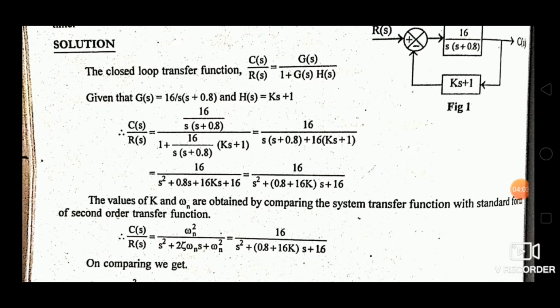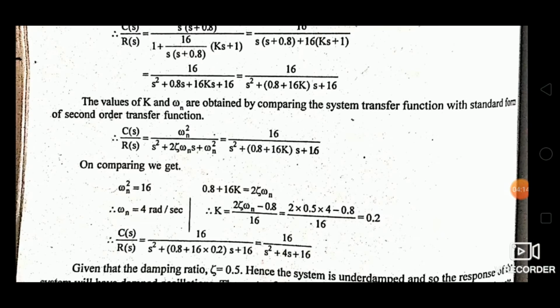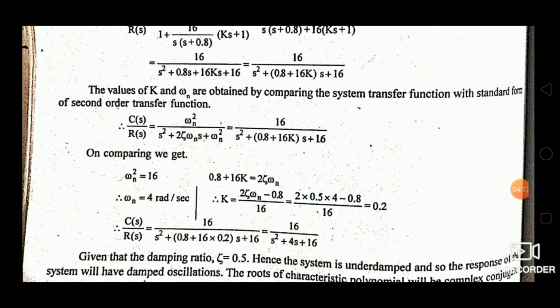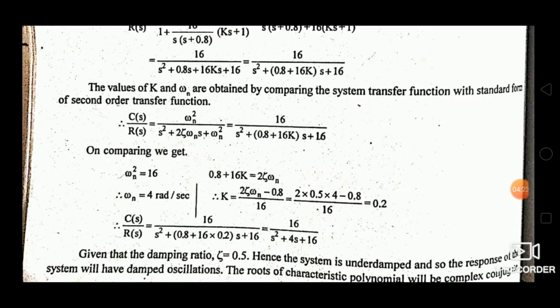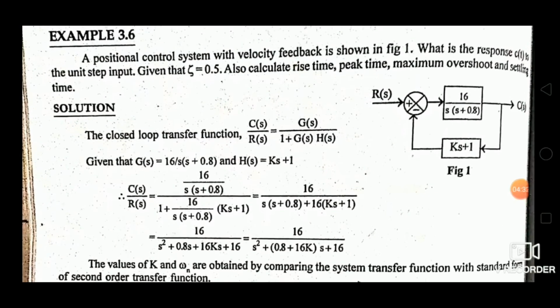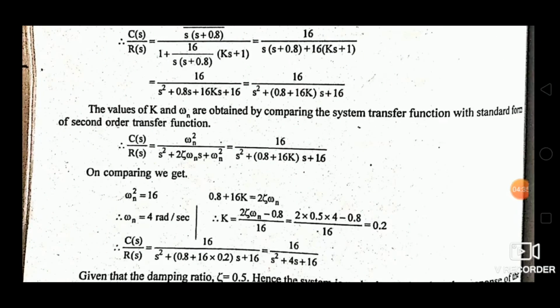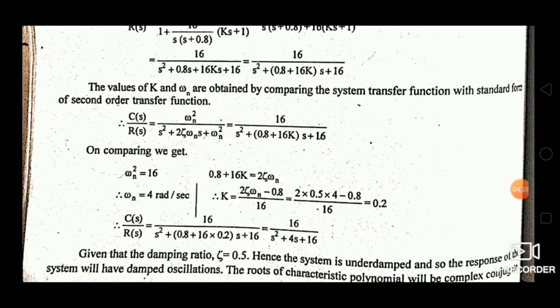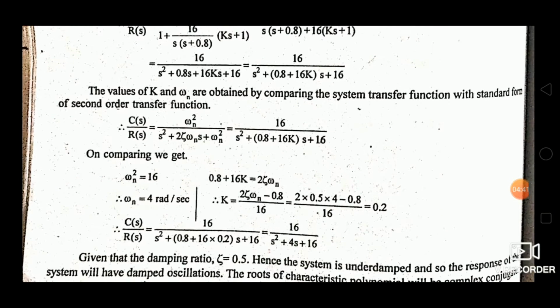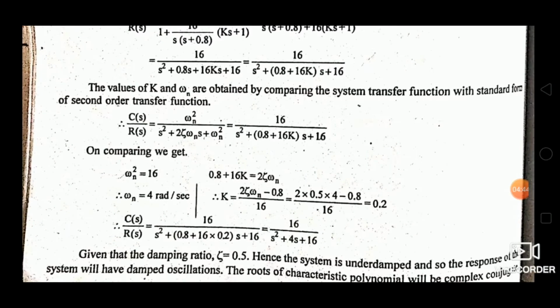Comparing with the second order system, that is omega n square by S square plus 2 zeta omega n S plus omega n square. From this, omega n square is equal to 16, omega n is equal to 4 radians per second. And 2 zeta omega n is equal to 0.8 plus 16K. In place of omega n, substitute omega n value 4 and the zeta value already given in the problem, that is 0.5. Substitute here, then we will get K value 0.2. Substituting K as 0.2, we get the equation 16 by S square plus 4S plus 16.